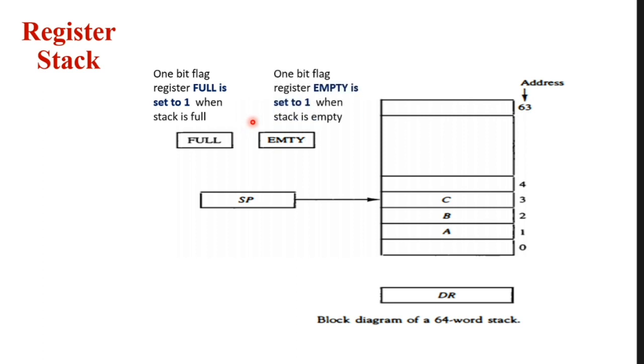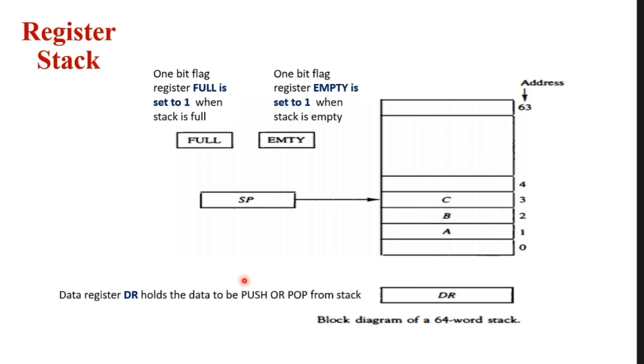An empty flag will be set to 1 when the stack is empty. It may happen that while inserting or pushing the data, the stack may get full. In that case, the full flag will be set to 1 and the empty flag will be set to 0. These two 1-bit flags tell us the status of the stack, whether it is empty or not. Now one more register is there, that is the data register.